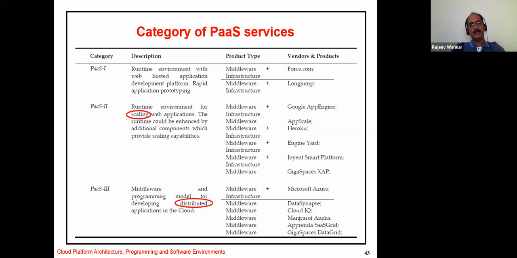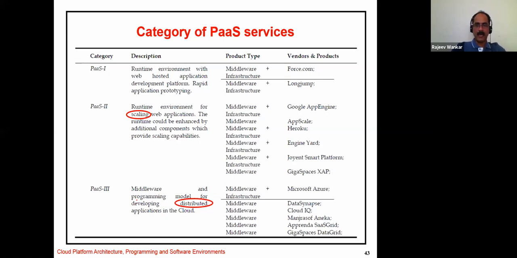So this is another platform and service, something like a complete scaling, which would be done. And if you see into the product type, something like Google App Engine is providing you with middleware and infrastructure. Heroku is another platform as a service provider, which also provides you the middleware and the infrastructure. There are a couple of them which actually provide only the middleware.